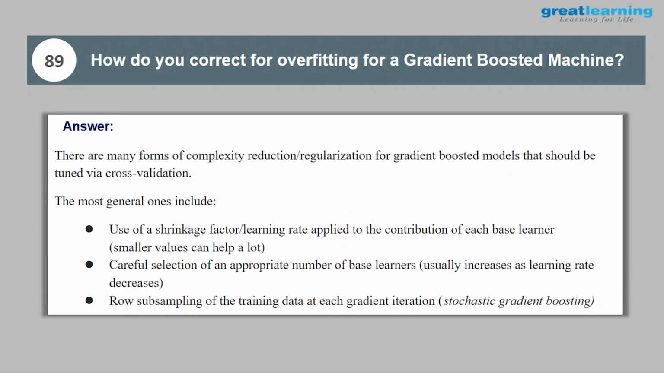Now let's have a look at how you correct for overfitting for a gradient boosted machine. There are many forms of complexity reduction and regularization for gradient boosted models that should be tuned via cross validation. The most general ones include use of a shrinkage factor or learning rate applied to the contribution of each base learner. Smaller values can help a lot. Careful selection of an appropriate number of base learners, which usually increases as the learning rate decreases. Row sampling of the training data at each gradient iteration, called stochastic gradient boosting.